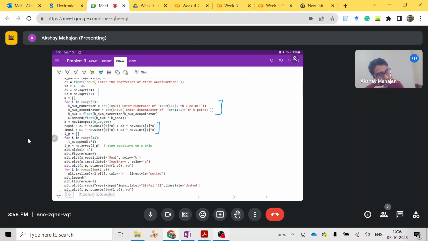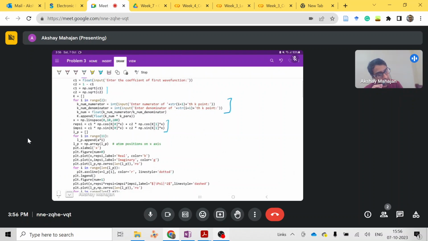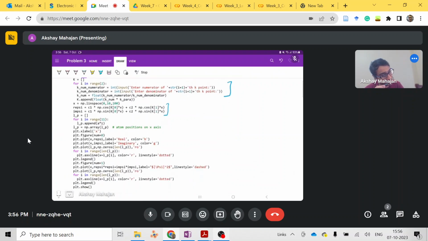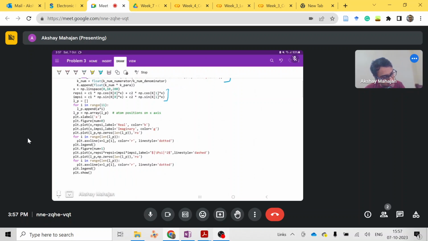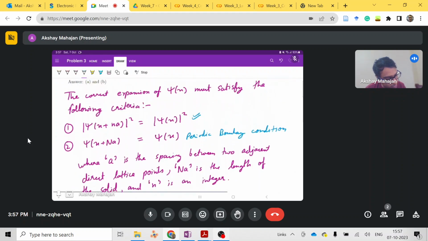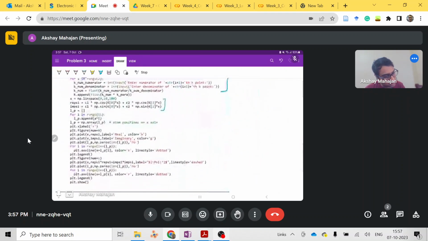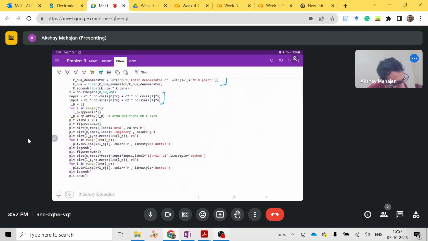Then these are the real part and the imaginary part of your Bloch wave function. These are just the atomic positions that we have taken. We will plot these wave functions and see if the 2 conditions that we discussed are satisfied. We are also plotting the probability density, which is psi square, the mod of psi: real part square plus imaginary part square.